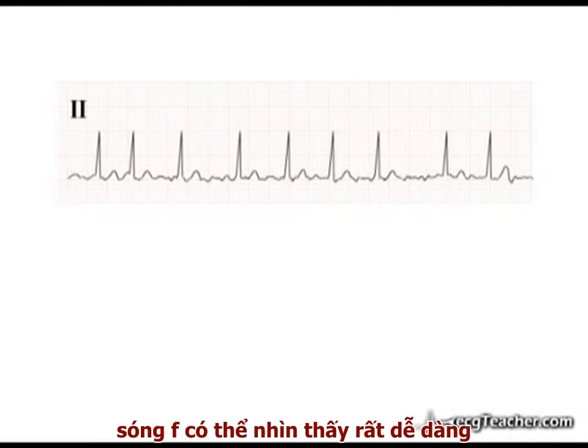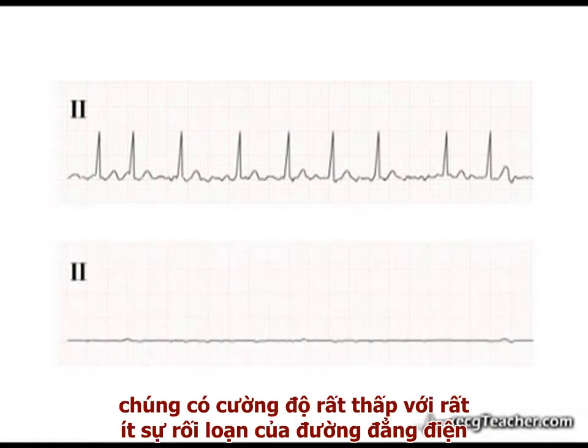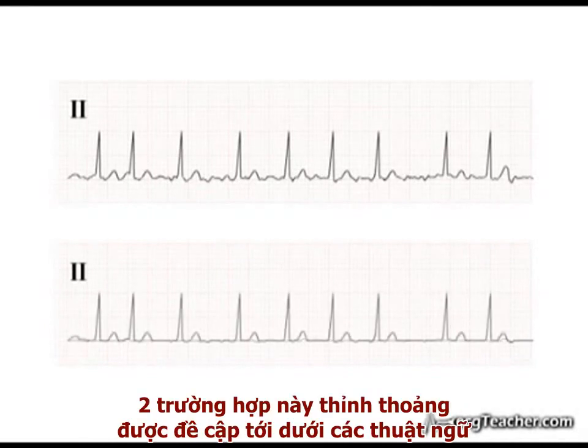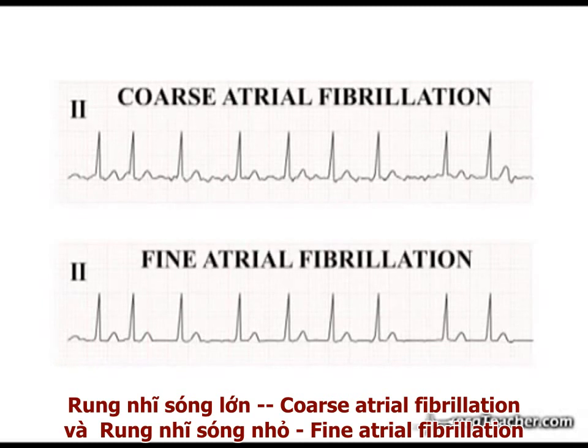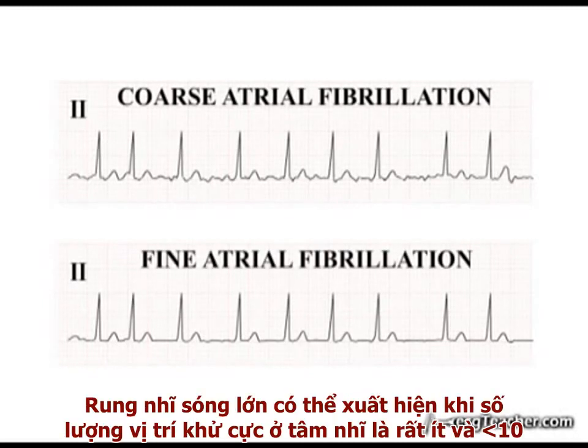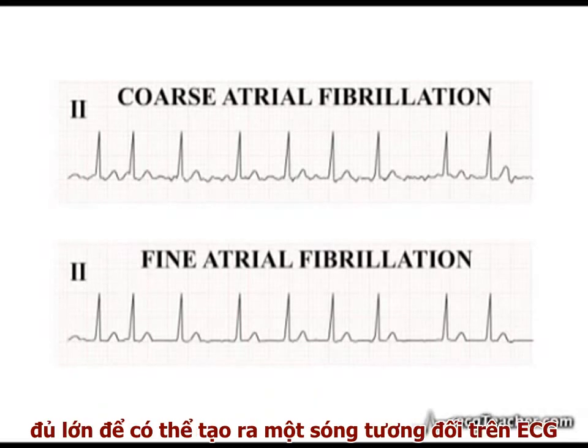As in this example, F waves may be quite prominent. In many cases, as shown here however, they are of low amplitude with minimal disturbance of the isoelectric line. These two situations are sometimes referred to as coarse and fine atrial fibrillation. Coarse atrial fibrillation probably arises when the number of depolarizing sites in the atria is limited to less than 10, and each individual electrical event affects a mass of atrial muscle significant enough to cause a substantial wave on the ECG readout.